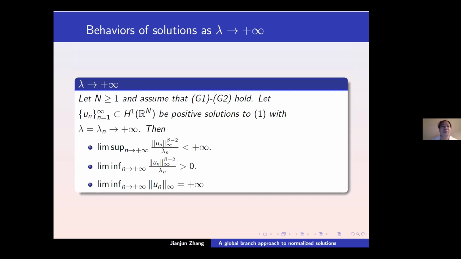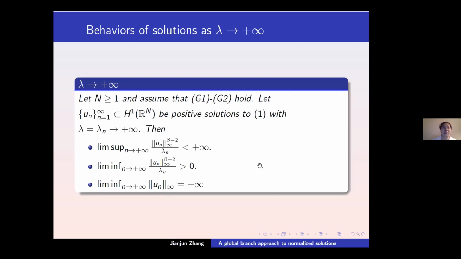Also, we need to understand the problem near infinity. Actually, we show that as lambda goes to plus infinity, the L infinity norm of u_N goes to plus infinity. So with a similar scaling argument, we can show that the problem can be reduced to the limit problem at infinity. So the limit problem relies on the behavior of the nonlinearity g near infinity.